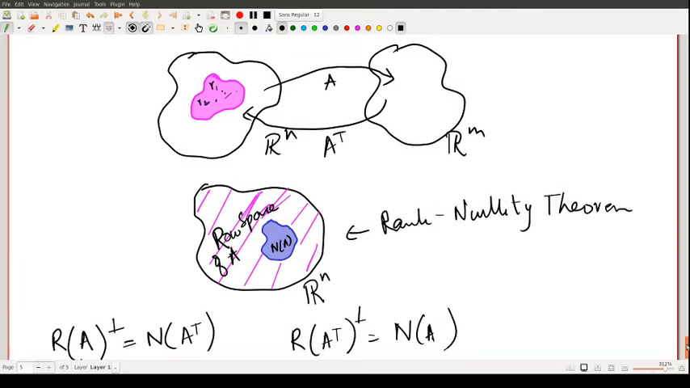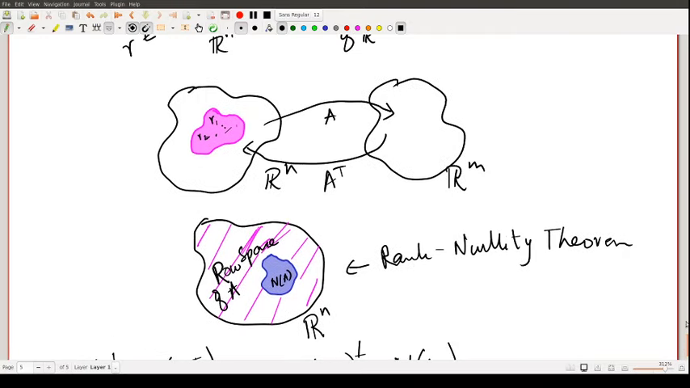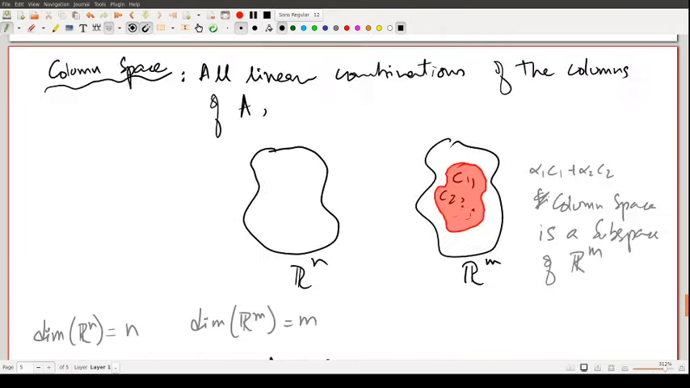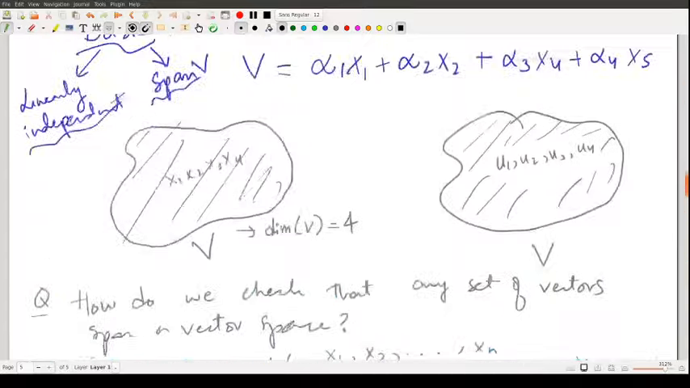Okay, that's it for today. Just a basic overview of what these ideas are and how they are connected.